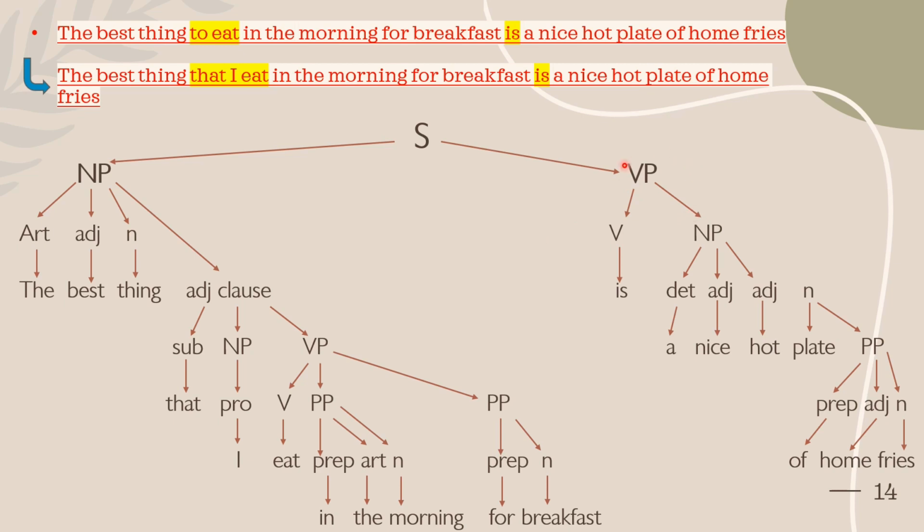Then the verb phrase, which consists of a verb and noun phrase. Verb is the main verb of the sentence, which is. The noun phrase consists of a determiner, a, adjective, nice, another adjective, hot, and a noun, which is plate. And this noun emerges from it a prepositional phrase which consists of home fries. Of is considered the preposition, home is the adjective, fries is the noun.